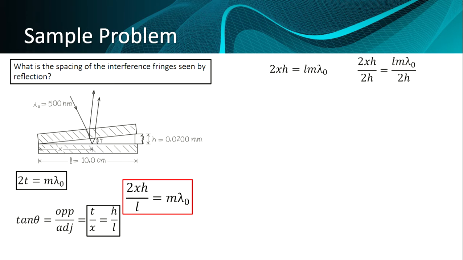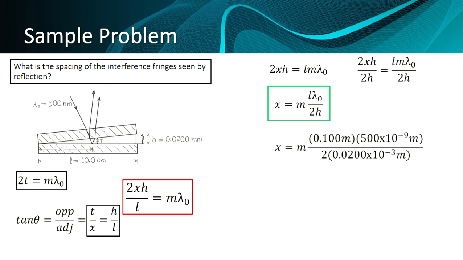So this becomes 2xh over 2h equals Lm lambda naught over 2h. So x equals m L lambda naught over 2h. Let's substitute our values for L, which is equal to 0.100 meters, times 500 times 10 raised to negative 9 meters. So that's our lambda naught.